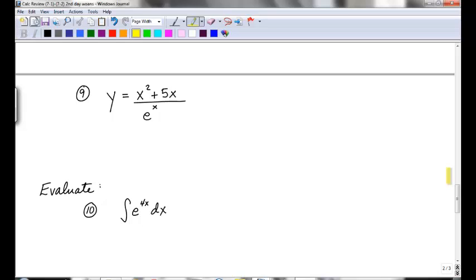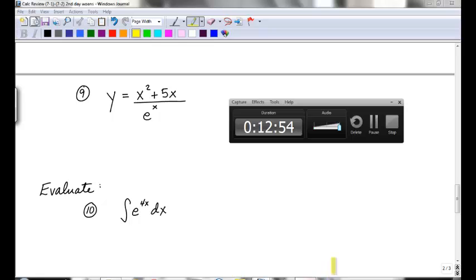Okay, switch gears now. We've been doing derivatives. Now we're doing integration. Okay, evaluate. You should have some formulas on your card. Evaluate the indefinite integral. If it's indefinite, what's it going to have on the answer? A plus c. Evaluate the indefinite integral of e to the 4x power with respect to x.